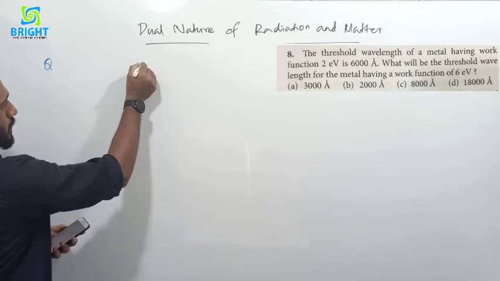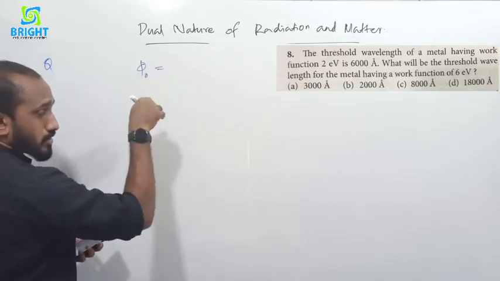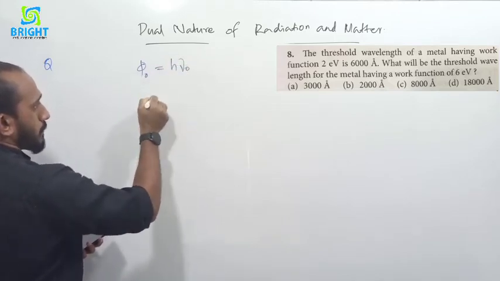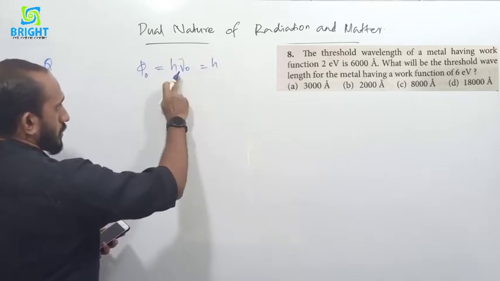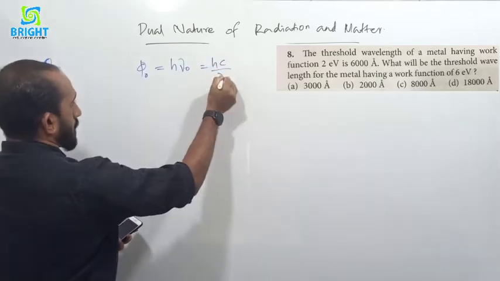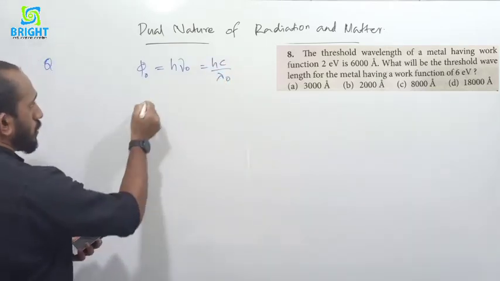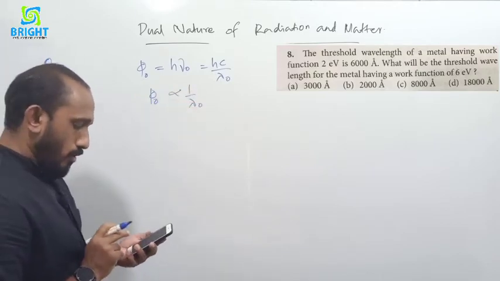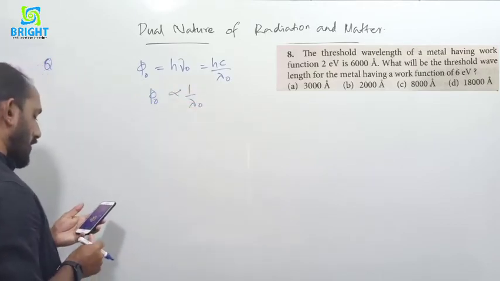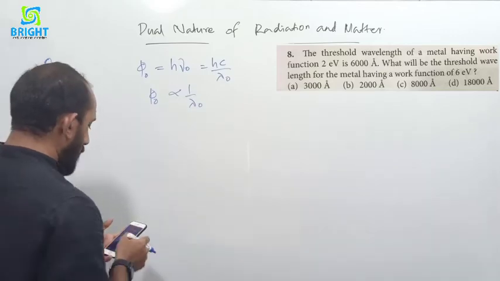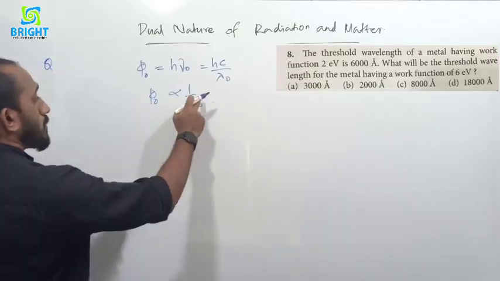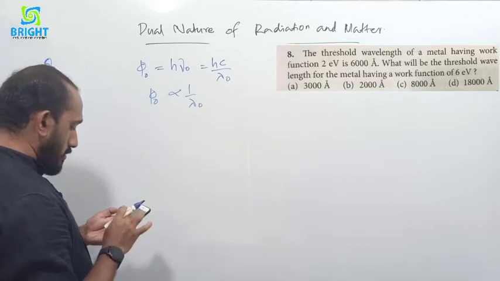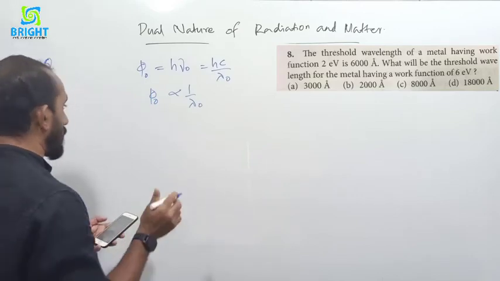So we have work function in terms of threshold frequency as h nu 0. That h nu 0 can be written as h c by lambda 0. So phi 0 is proportional to 1 by lambda 0. Now here two concepts are given. This one gives you that work function is inversely proportional to the wavelength.